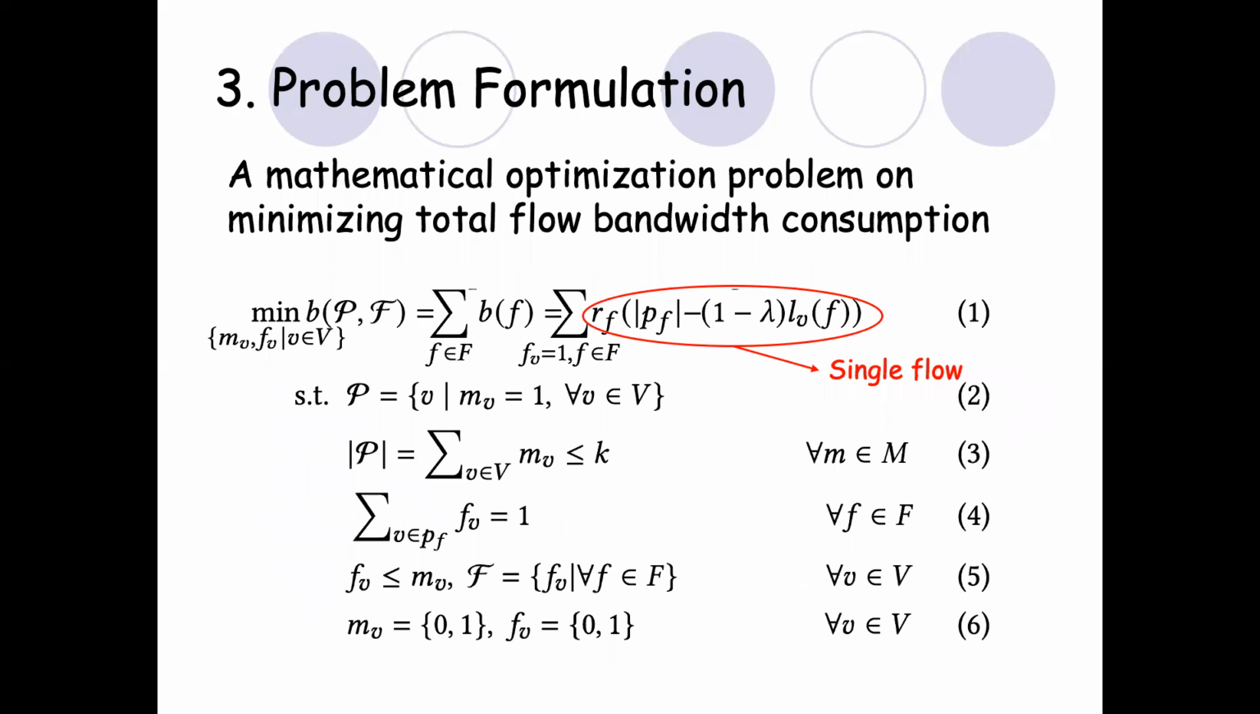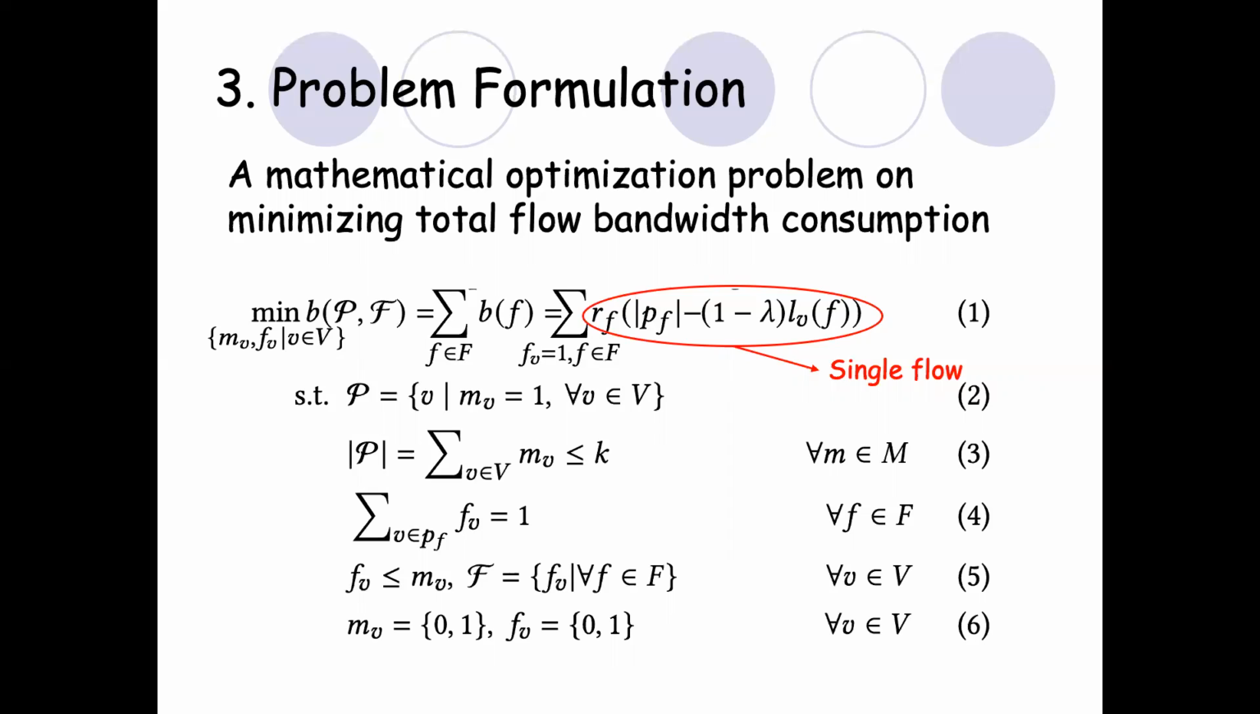So here is the mathematical formulation of our problem. The objective shown in equation 1 is to minimize the total bandwidth consumption, which is the sum of all flows' bandwidth consumption. And we can see that a flow's bandwidth consumption is the sum of its occupied bandwidth on each link along its path.